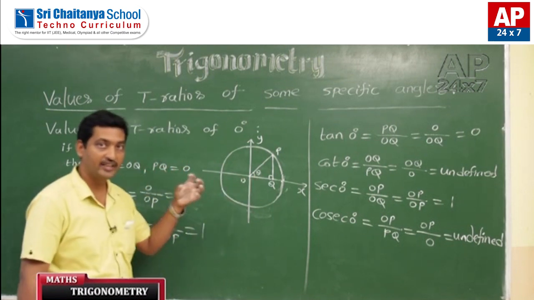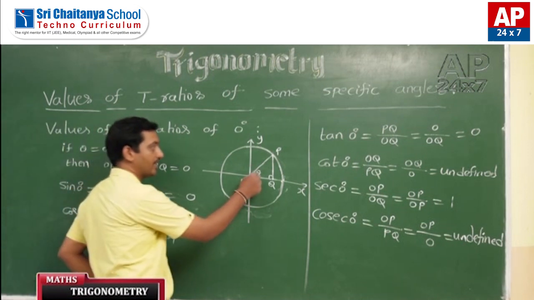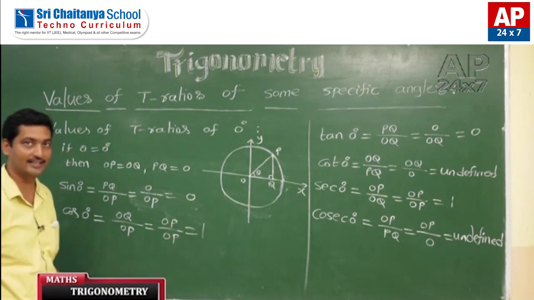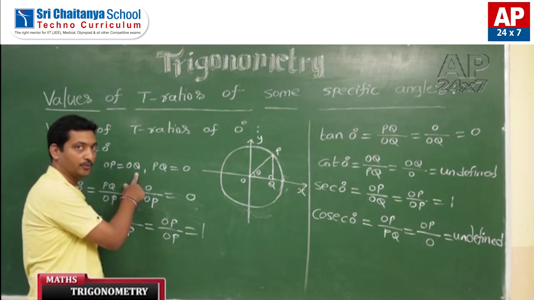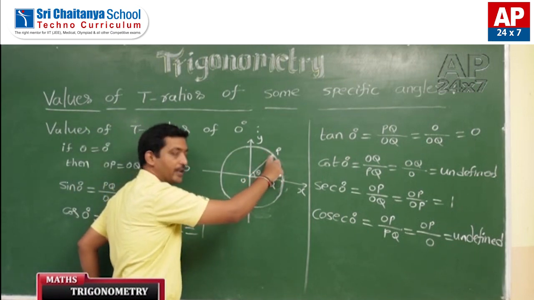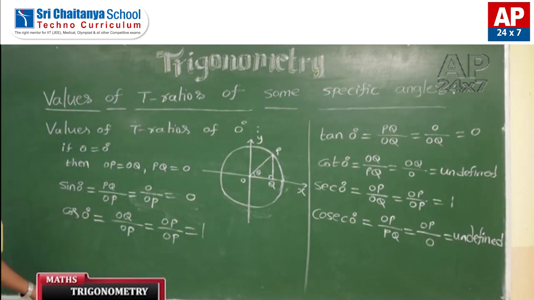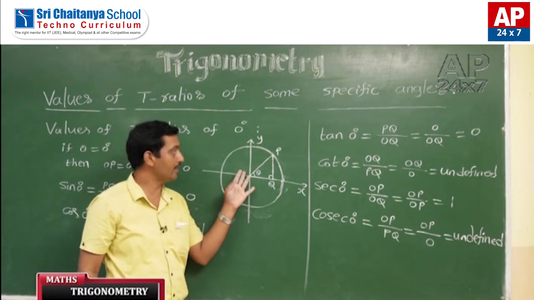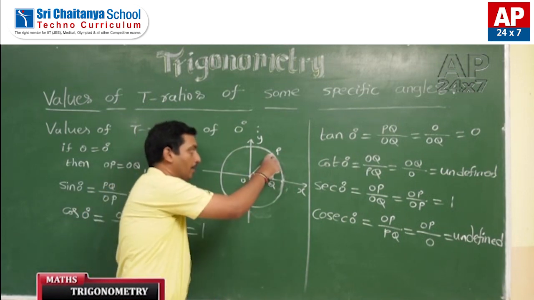Then if theta is equal to 0 degrees, what happened if theta is equal to 0 degrees? If theta becomes 0, this OP coincides with OQ or the x-axis. Therefore, in that case, OP is equal to OQ. Now, what about PQ? If it moves in this way, then PQ becomes 0. Therefore, PQ equals 0. Children, we have to understand it very clearly. When theta equals 0, what happened? OP coincides with the OQ and PQ, the height, becomes 0.